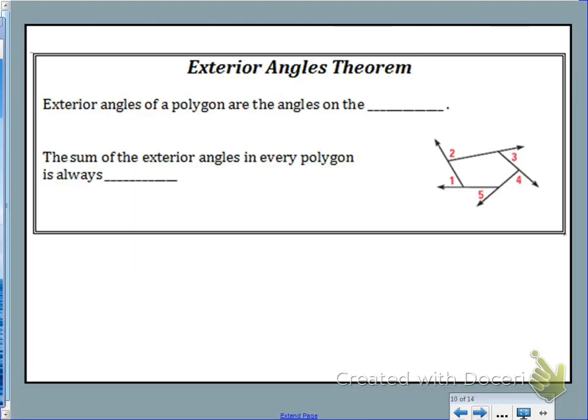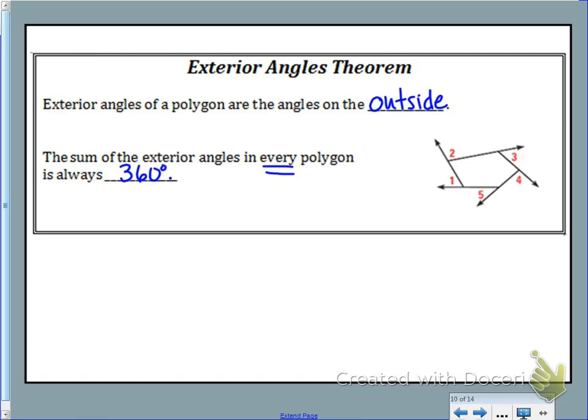All right, so exterior angles theorem. The exterior angles of a polygon are the angles on the outside of the polygon. The sum of the exterior angles in every polygon is always equal to 360 degrees.